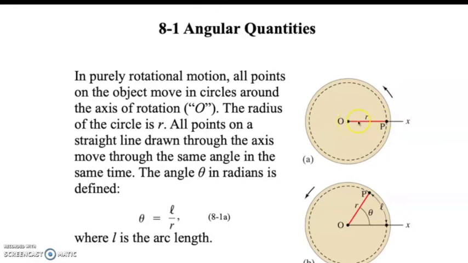The radius is R, probably learned that in math class. And then all points on a straight line drawn through the axis move through the same angle at the same time. So that's what we call the angle in radians. Again, something you probably did in pre-cal, but there's your angle in radians, which is essentially the arc length divided by the radius. So here's your first equation.